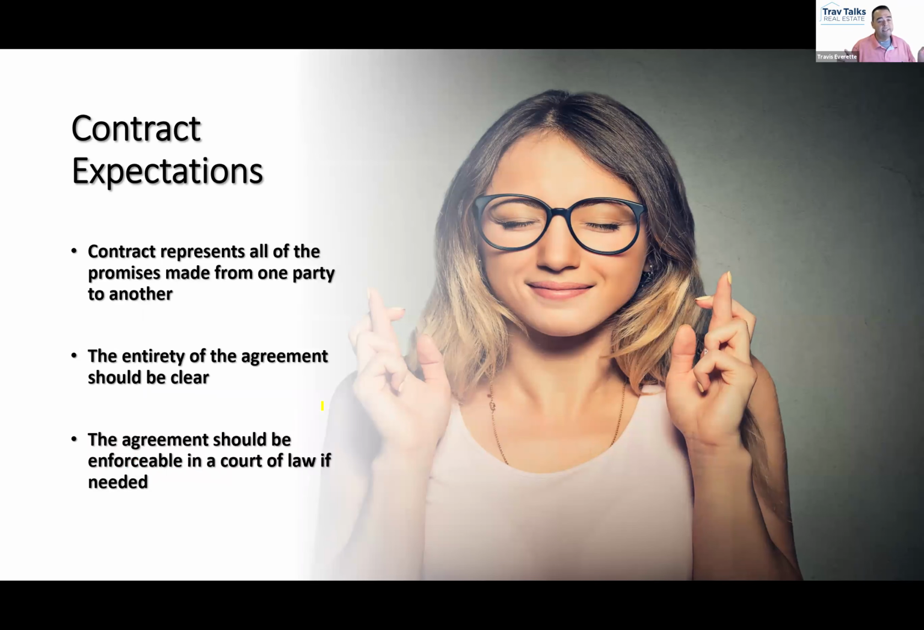The contract itself, and we're going to be specifically talking about sales contracts here, is what we're going to be focusing on. The sales contract is all of the promises in total that have been made between these two parties. It should be the entirety of the agreement. It is the agreement in full. But look at that last statement. It should be enforceable in a court of law. And I'm going to highlight this last phrase, if needed.